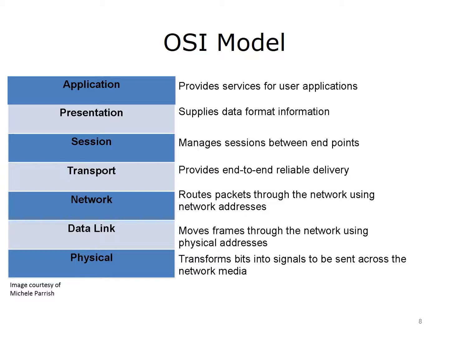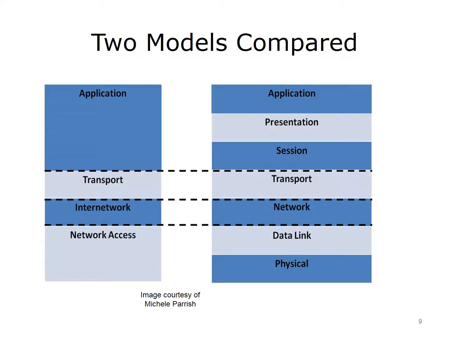The physical layer transforms bits into signals, either electrical or optical, that are then sent across the network media, wired or wireless. The application layer of the TCP/IP model is equal to the application, presentation, and session layers of the OSI model. The transport layers in both models are equal to each other. The internetwork layer of the TCP/IP model is equivalent to the network layer of the OSI model. The network access layer of the TCP/IP model is the same as the data link and physical layers of the OSI model.